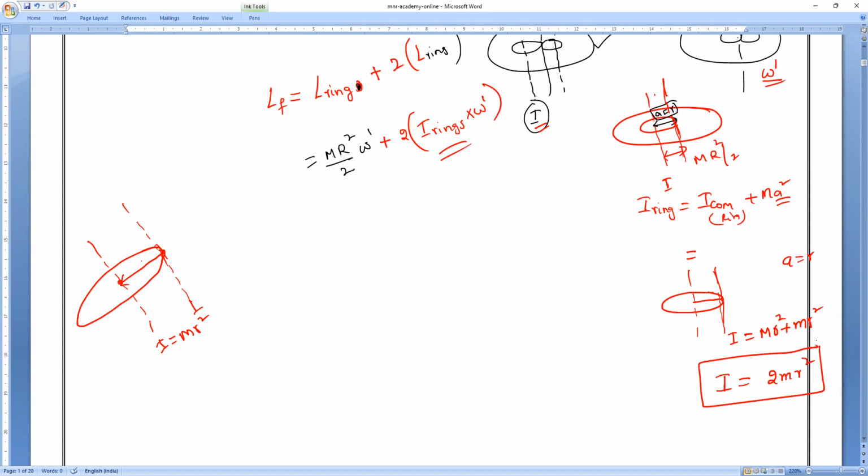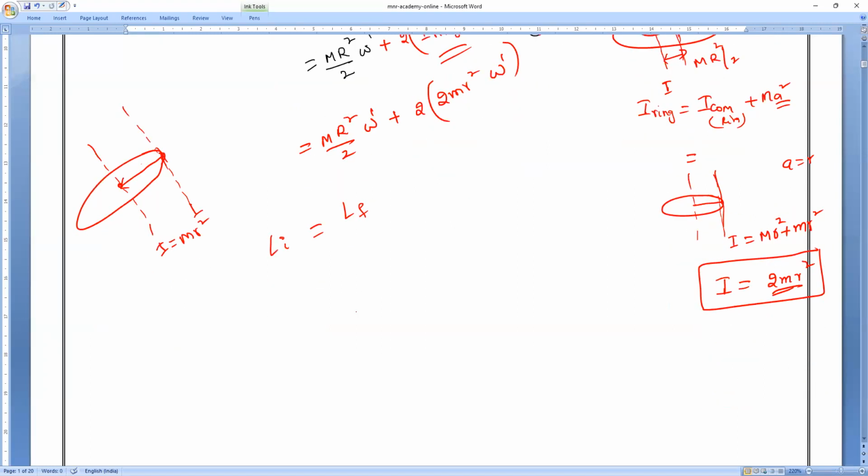Now you can substitute it in this formula. So what will happen, everyone? It is equal to M R square by 2 into omega dash plus 2 into the I value of the smaller rings, which is 2 M R square, into omega dash. Because we all know that initial angular momentum is equal to final angular momentum, you can just equate it. That's all you will get.